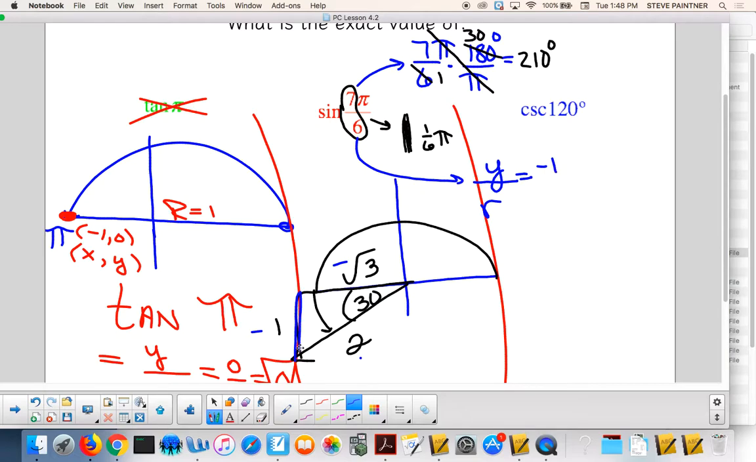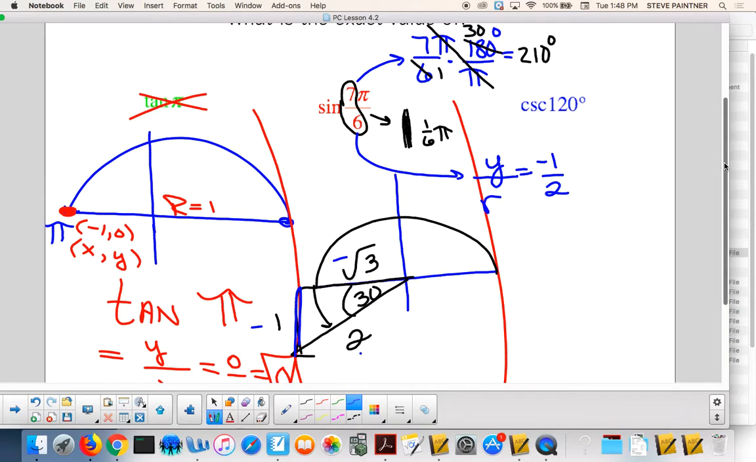Negative 1 is y over r is what? 1/2. The answer is negative 1/2. It was a nice, easy answer. It's just that sometimes you can't get that angle correct. All right, this one's not hard. It's just that it's what?